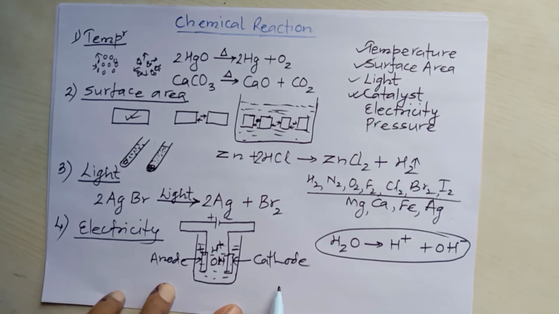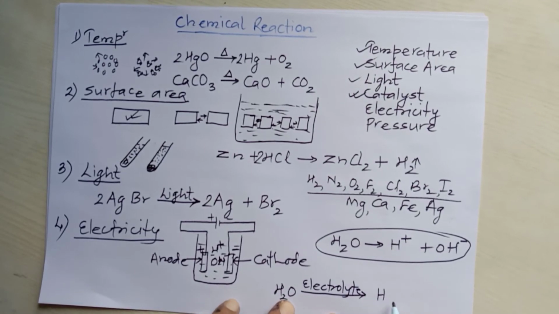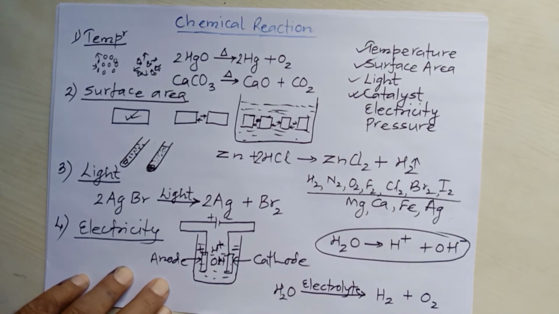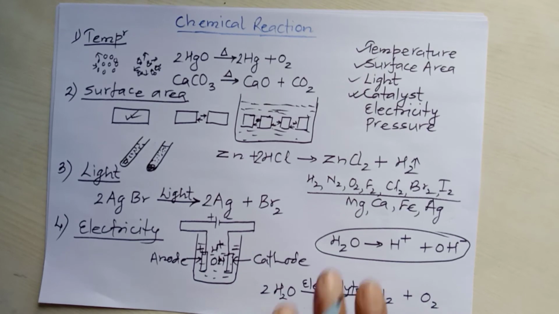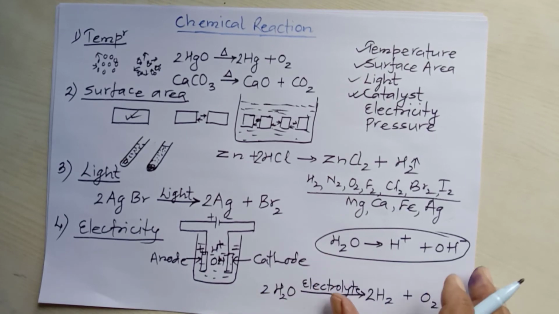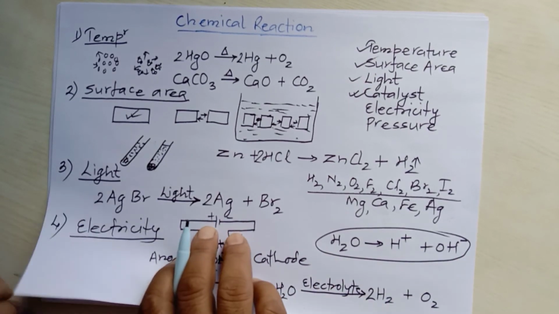This can be written as water, with electricity, or it will be better to write electrolyte, and this water produces hydrogen and oxygen gas because of this ionization. Finally, oxygen is 1 here, 2 there, that's why it is better to have 2 here, this balanced chemical equation. This way we can describe electricity, one of the factors.